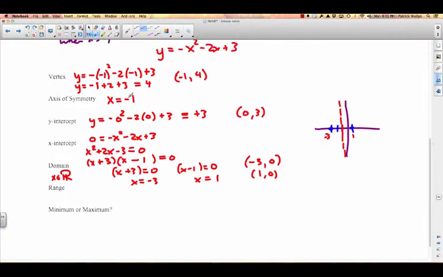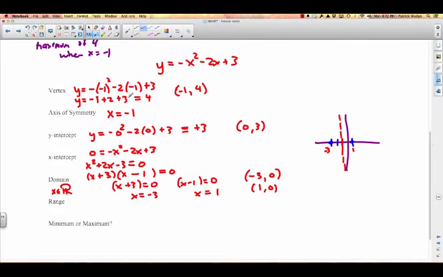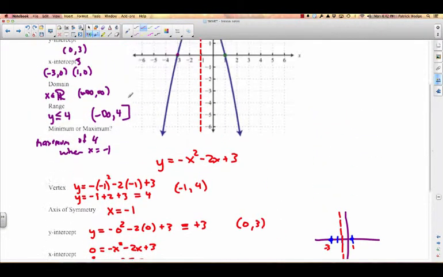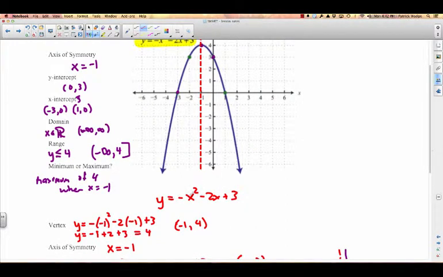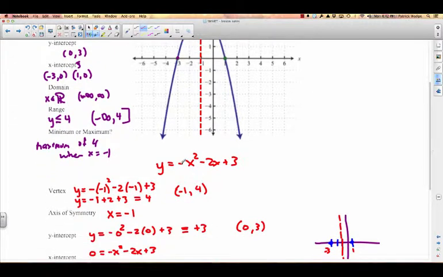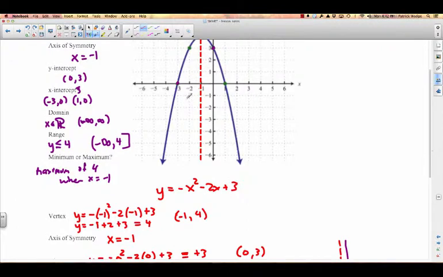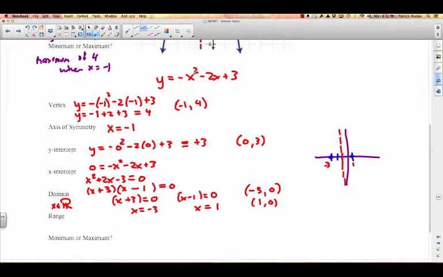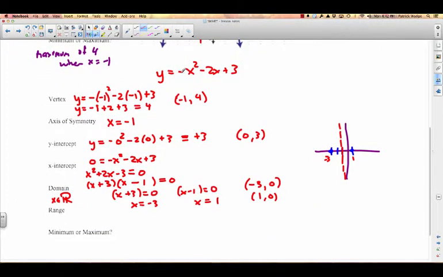Okay, we're almost done. The range. For the range I have to teach you something, and it's pretty simple. If the leading coefficient, the x squared here, has a negative sign out front, it's going to face down. The parabola will face downwards. If it's not negative, it'll face upwards. So we have a negative sign, meaning it faces downwards, right? We saw that up there. But even if we didn't see the graph, if we were only given the equation, we would know it faces down because of the negative.